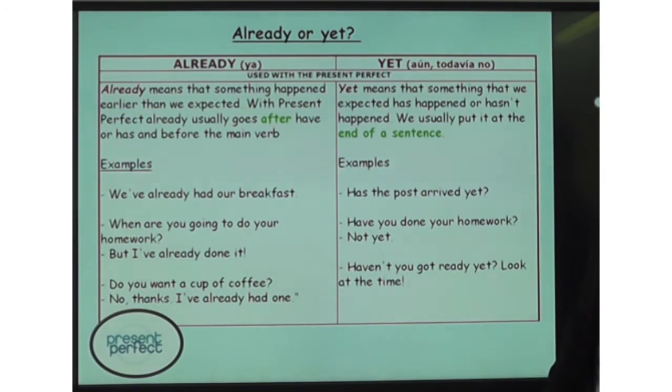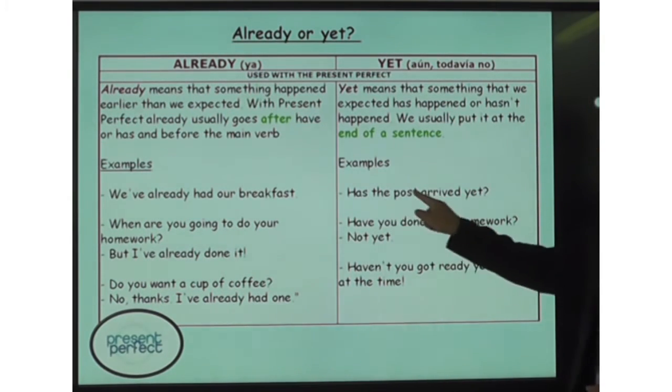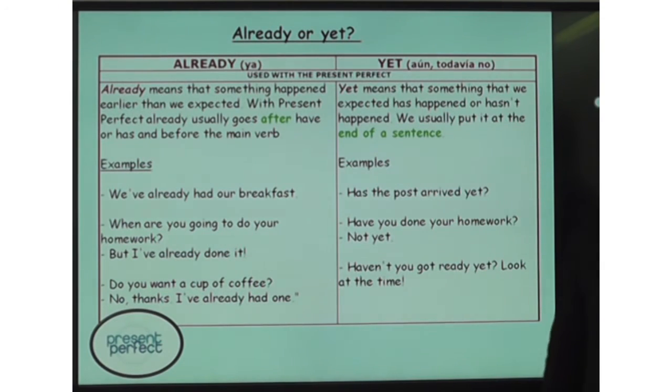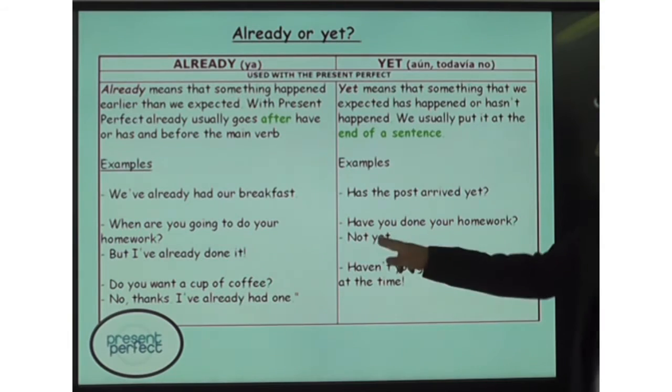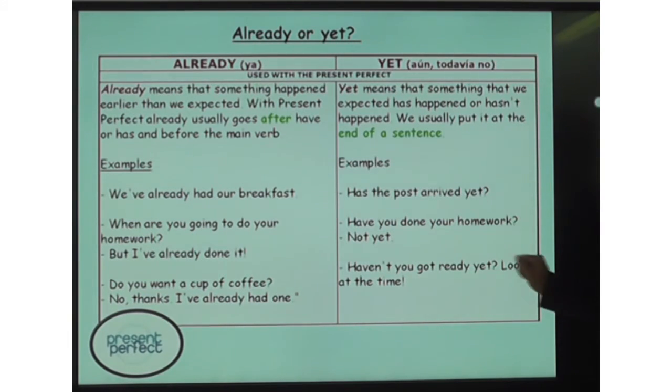Yet means that something that we expect has happened or hasn't happened. We usually put it at the end of a sentence. For example, has the post arrived yet? Have you done your homework? Haven't you got ready yet? Look at it time.